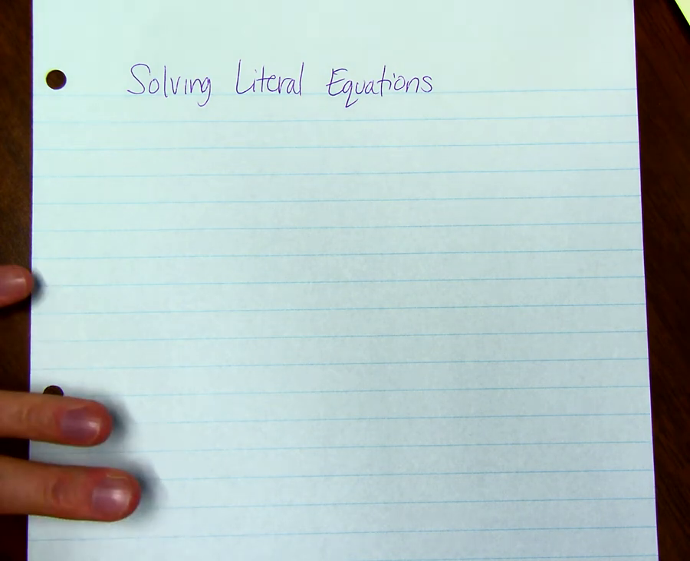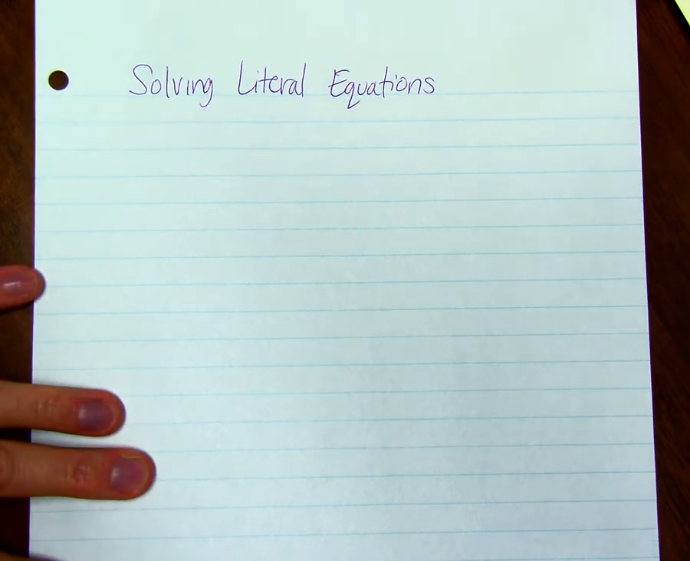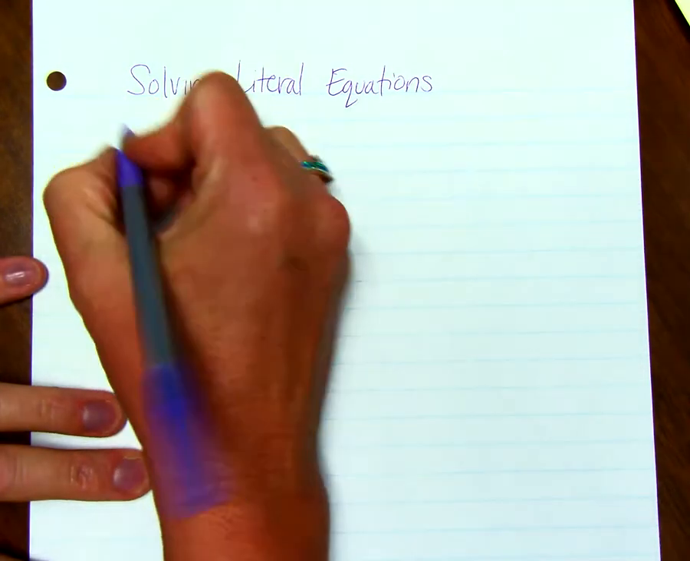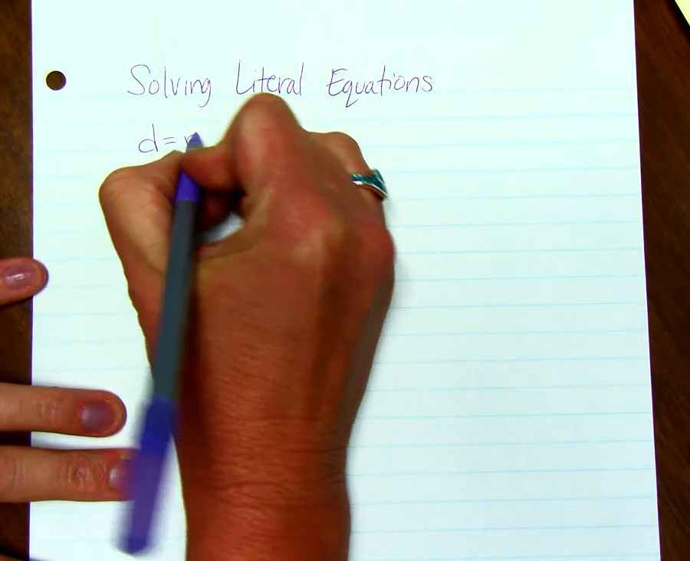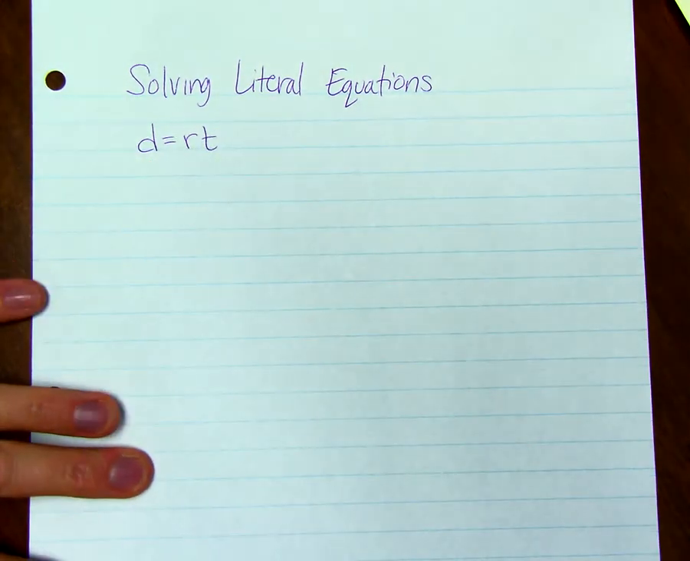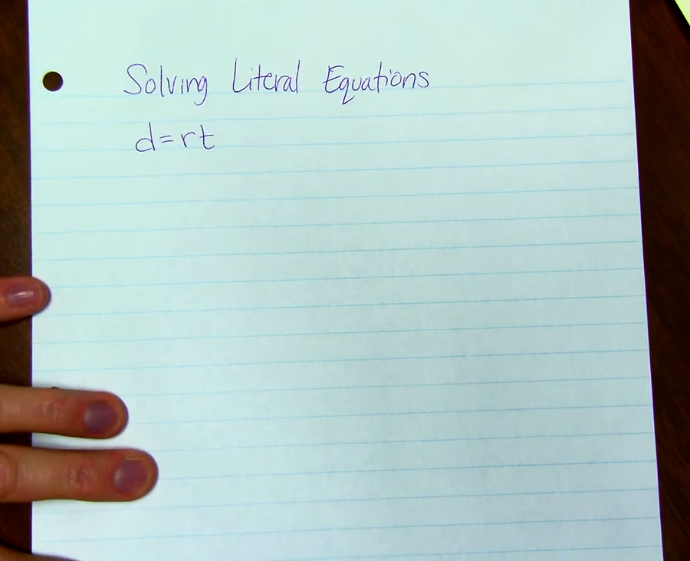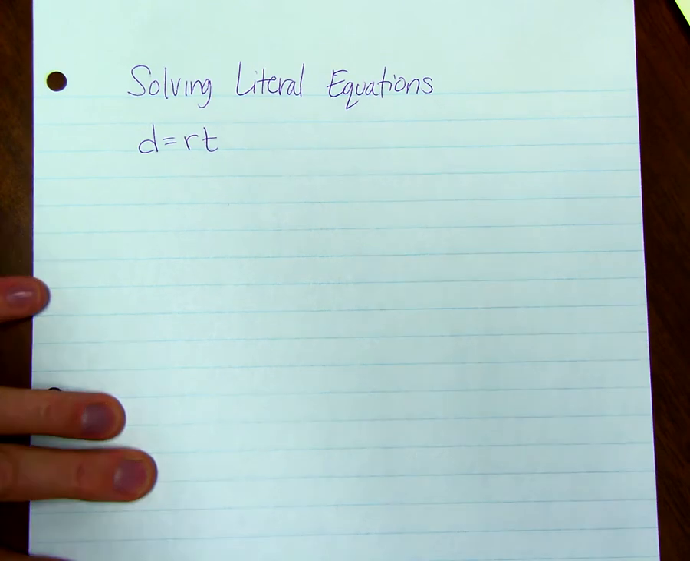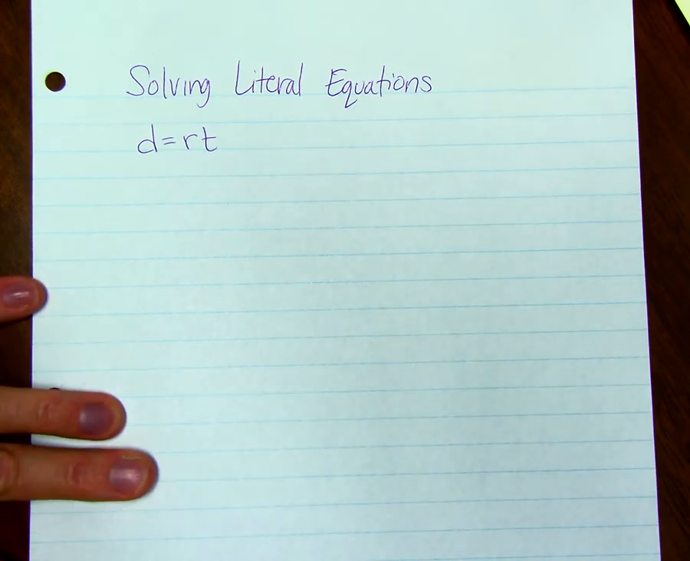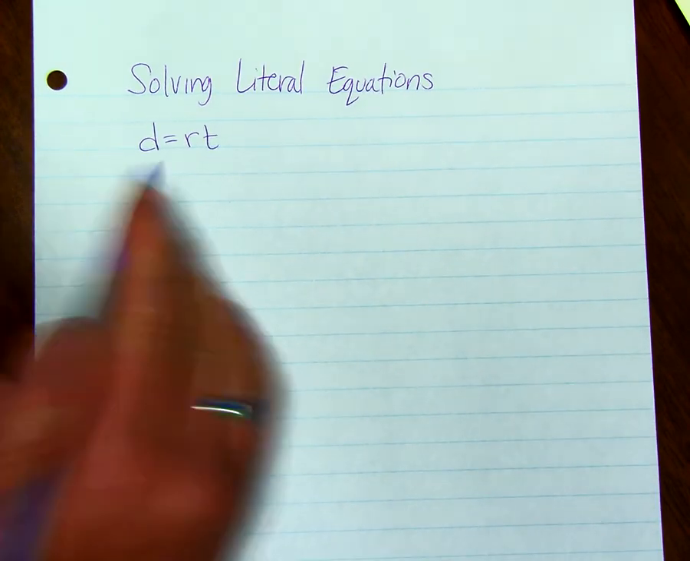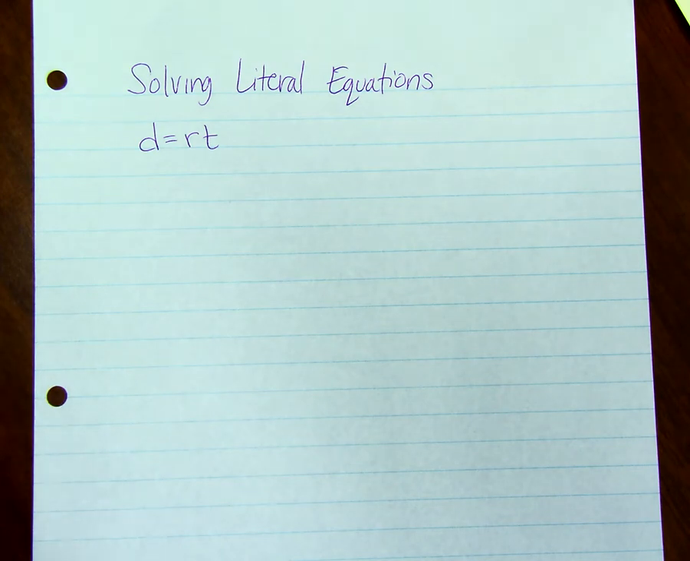So a really good one to talk about is the equation distance equals rate times time. That's a literal equation. It has three variables. And you can solve for the variables on the right side of the equation. You can solve for r and you can solve for t. Before we do that, I want to show you an example where we have numbers.